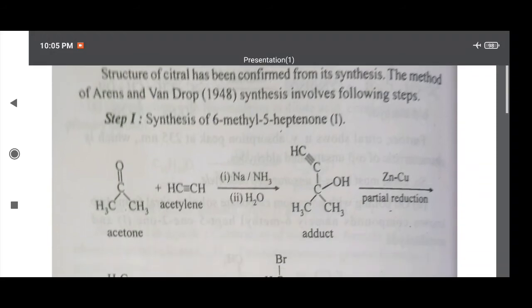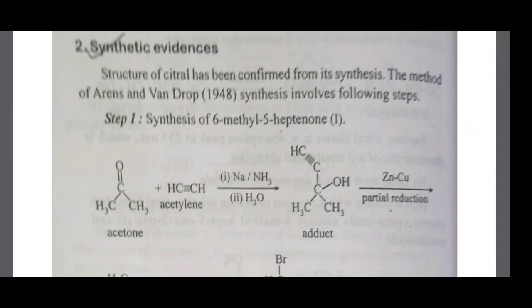In step first, synthesis of 6-methyl-5-heptenone, that is compound number 1. In the name, at position number 6 a methyl group is attached, and the 'one' indicates the presence of a ketonic group. In step first, the starting material is acetone.